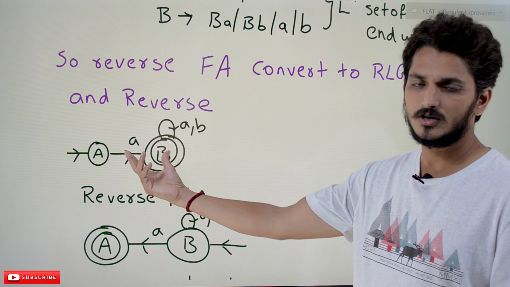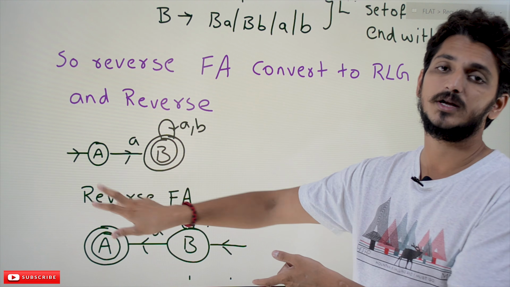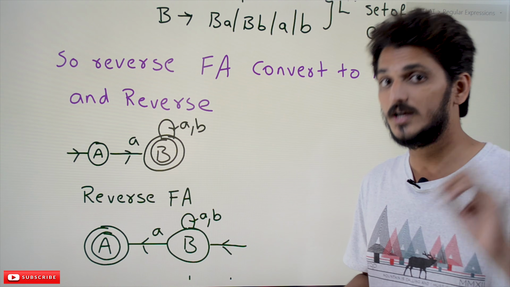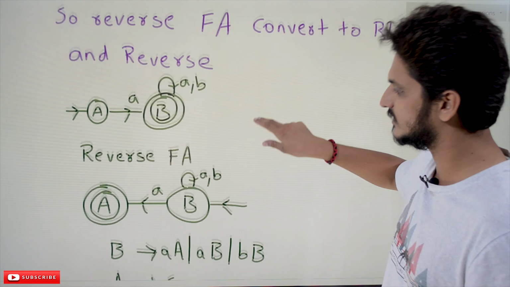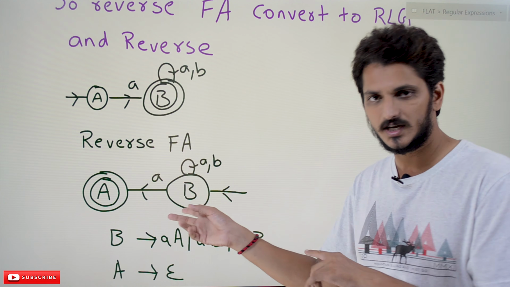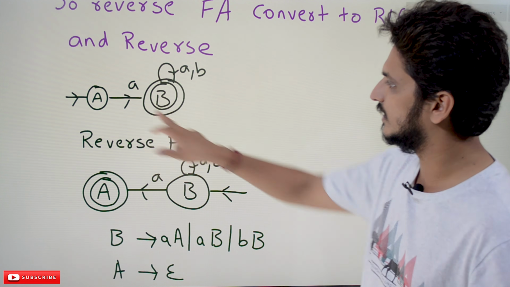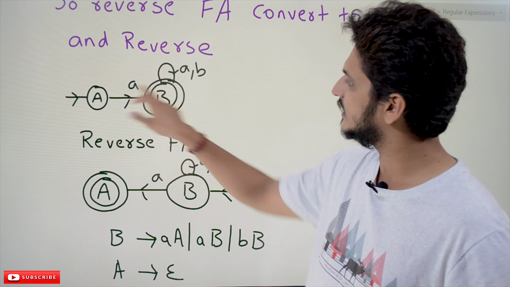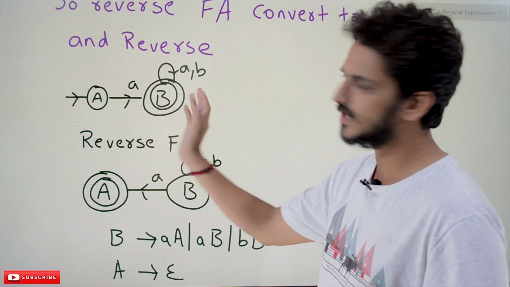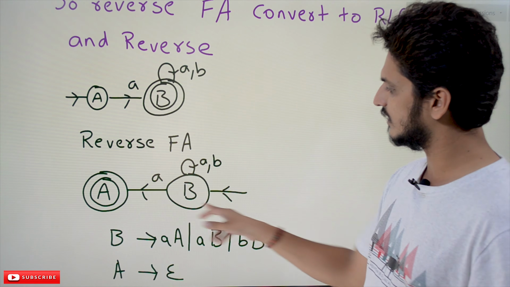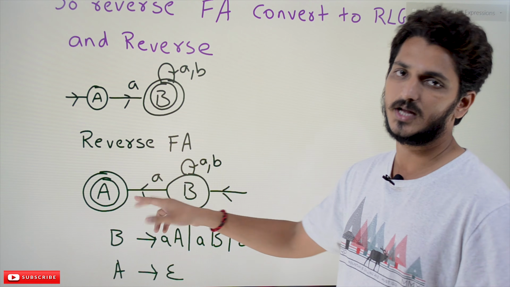This is our finite automata. Reverse this finite automata. How to do the reverse was already discussed in our previous class. Let's refresh the concept. Make the initial state the final state, make the final state the initial state, and reverse the arrows. This is the initial state, make it the final state. This is the final state, make it the initial state, and reverse the arrows. This is the reverse of our finite automata.